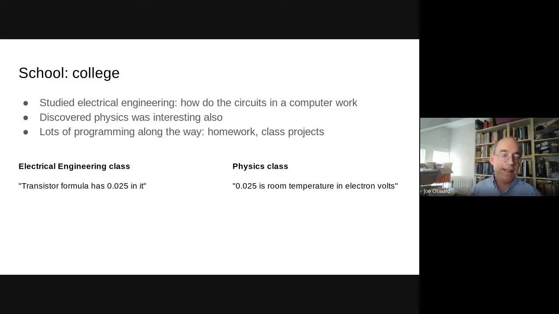So that was really a clue that by studying physics, you could get another level of insight into how the circuits in a computer work. Not just how can you use them, but what are the physical principles that allow the elements of a computer to work. And so that got me going in the direction of physics. And along the way, there was a lot of programming that I did to do homework and class projects. So it was not just all class learning. I was learning a lot about using computers and programming computers.